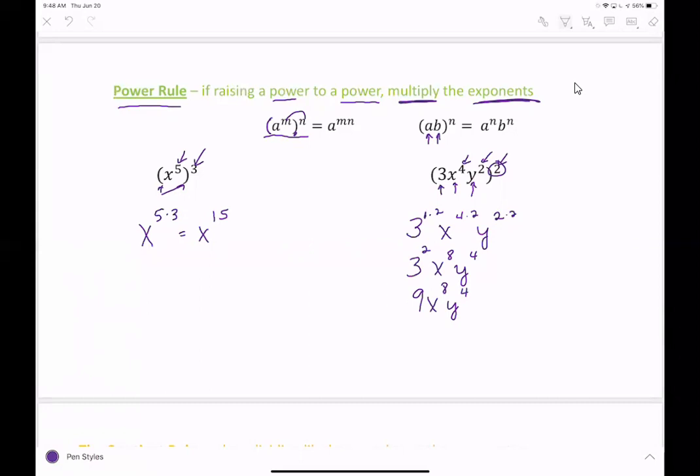Now, why does this rule work? I'll go back to this first example. Remember what we said about exponents. This exponent says that I have 3 x to the 5th. So if I broke it down and I write it out 3 times, and then of course the 5, that means I have 5 here, I have 5 in the second term, I have 5 in the third term, and if you count them all up, you get 15 total.